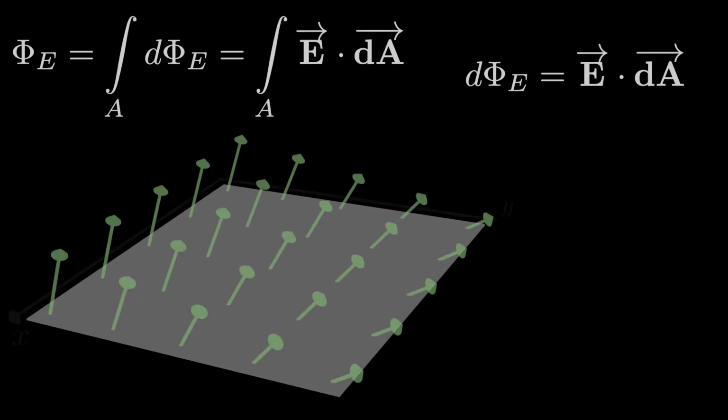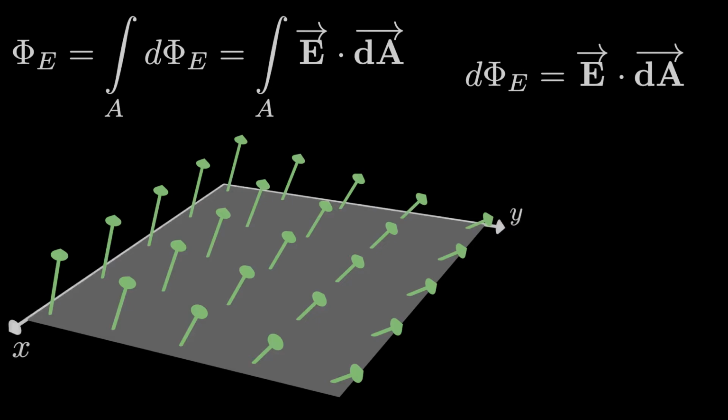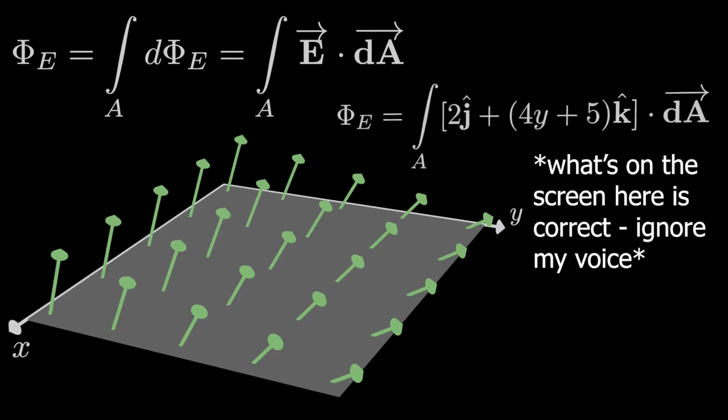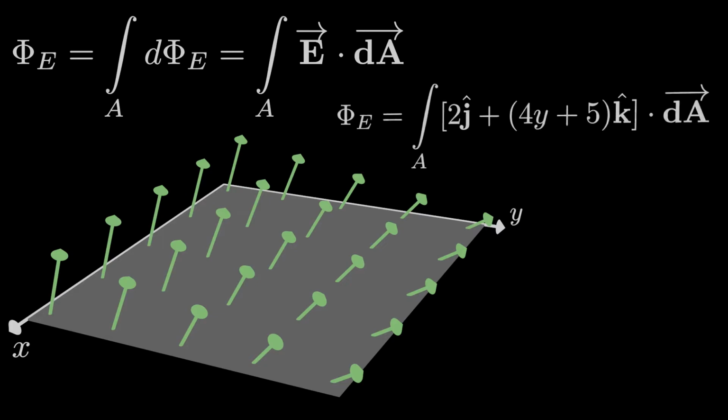But let's try it here. Imagine the electric field here is given by 2 j hat plus (negative 4x plus 5) k hat, and we're asked to find the flux over this square surface with dimensions of 1 meter on each side. I'm going to be sloppy with the units here, but just imagine for now that all of the distances are in meters and the electric field is in newtons per coulomb, for instance.